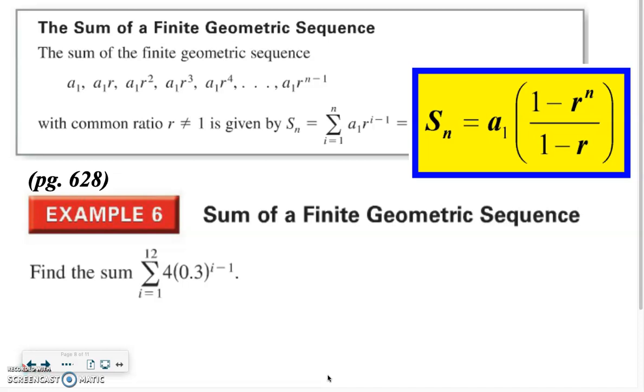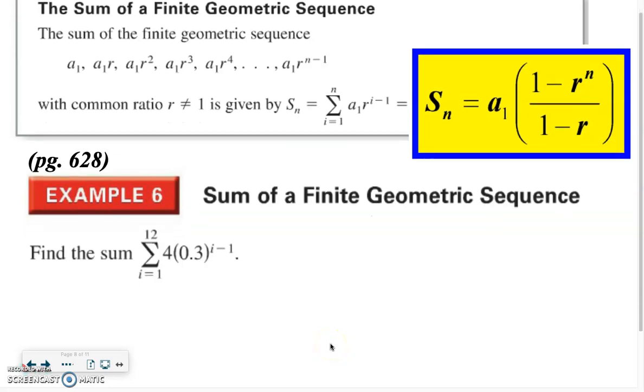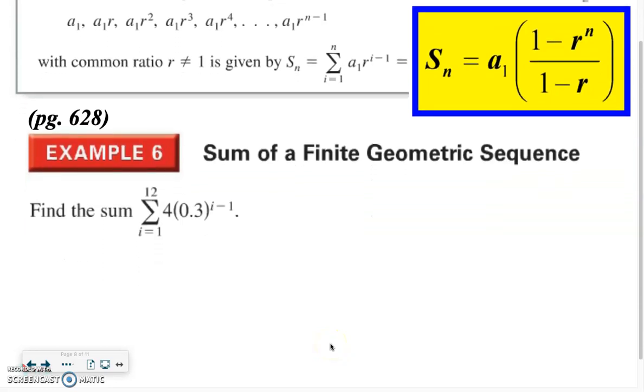Starting off with the finite. Okay, starting off with the finite, within the directions or from problem to problem, we're going to be given the sigma or summation notation. Again, I just think it's important that we recognize that we're actually given a lot of the information up front. So as you can see here, our sum formula is going to be A1, my first term, times the quantity 1 minus r to the n, over 1 minus r.